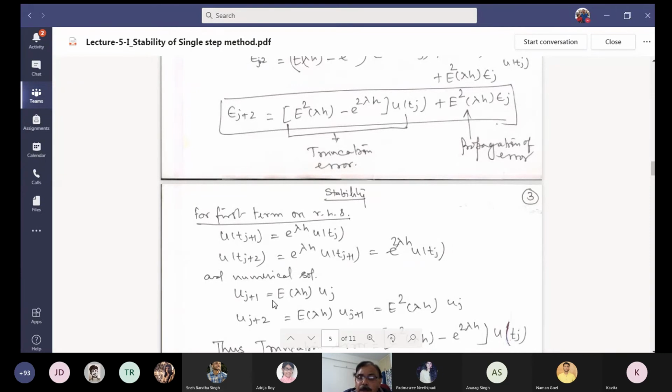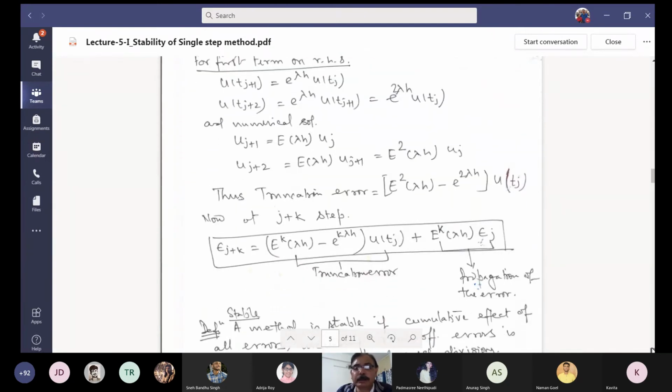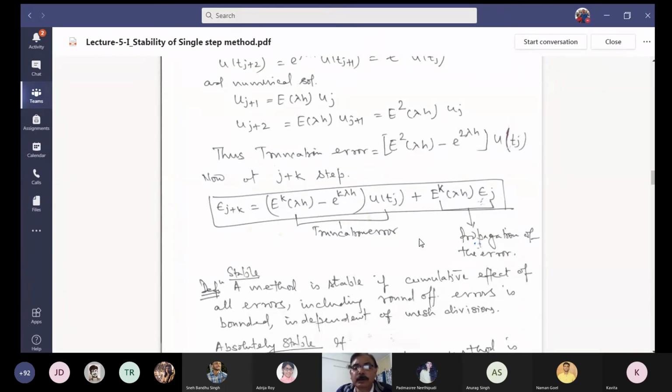And then for the numerical, you write e lambda h instead of e to power lambda h. So uj plus 1 is equal to e lambda h uj. Then uj plus 2 will be e lambda h uj plus 1. Put the value of uj plus 1, so this becomes e square lambda h uj. So e square lambda h minus e to power 2 lambda h is nothing but the local truncation error for that j plus second stage. That's the reason this word, local truncation error, is used.